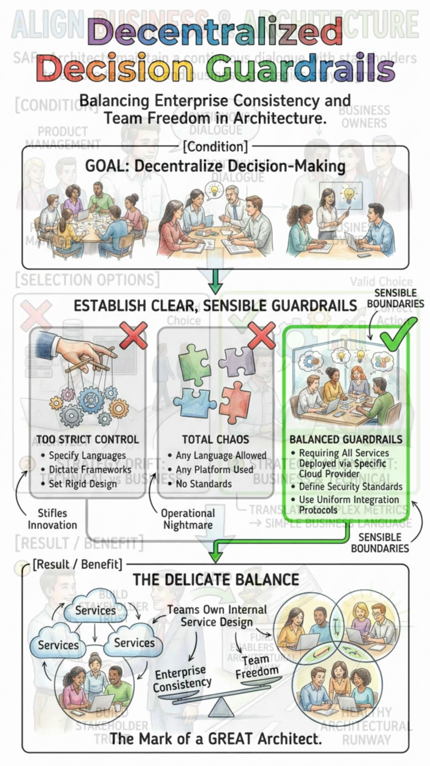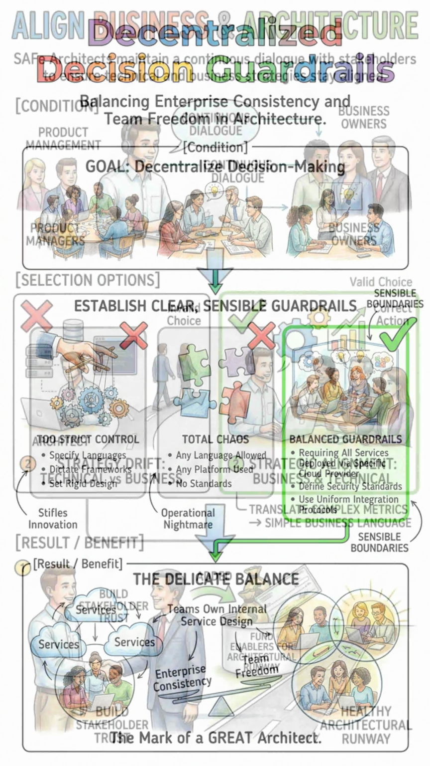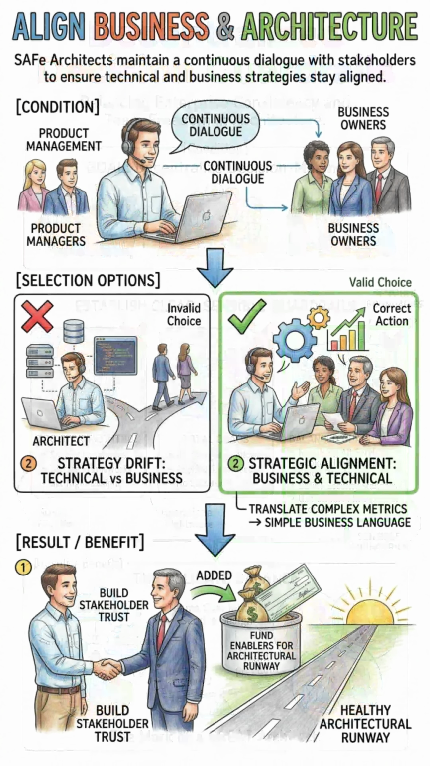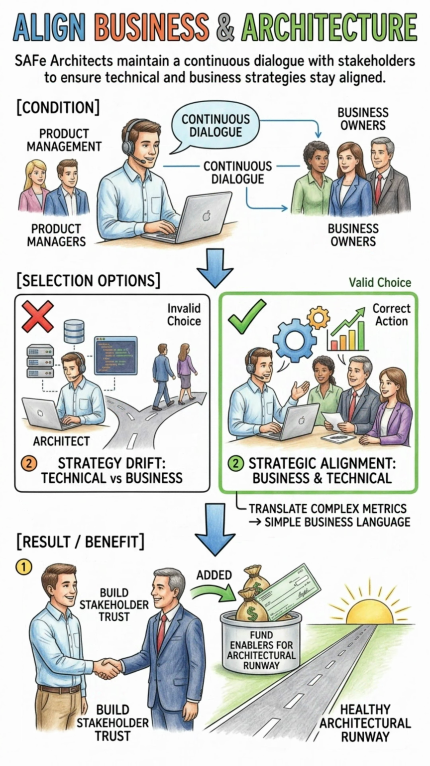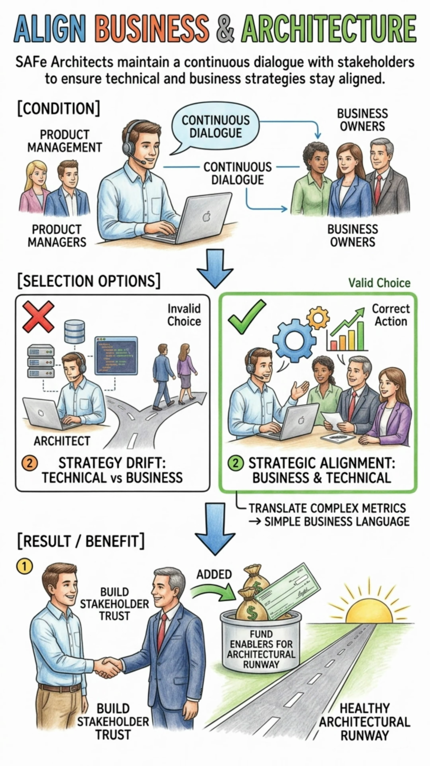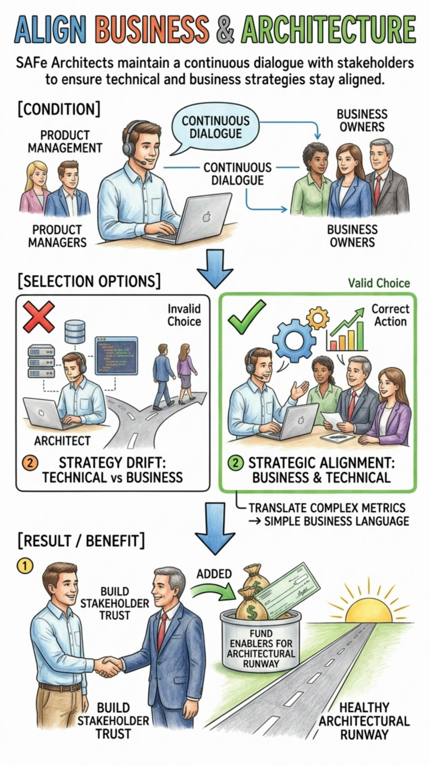You must also maintain a strong, continuous dialogue with product management and business owners. Technical leadership means you never let the business strategy and the technical strategy drift apart. You must regularly translate complex architectural metrics into simple business language, proving that your technical investments are paying off. When business leaders trust your judgment, they will enthusiastically fund the enablers required to keep the architectural runway healthy.